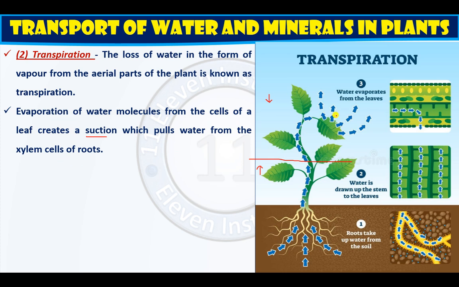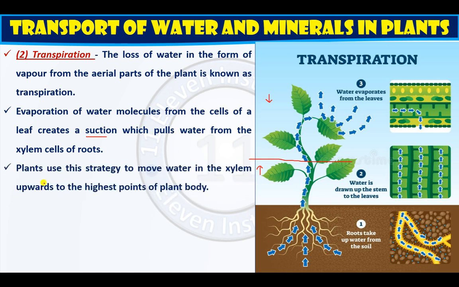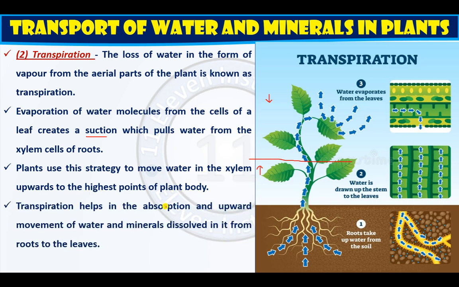Right? Here you reduce the water. It will create a suction which will pull water from the xylem cells of the roots. Plants use this strategy to move water in xylem upwards to the highest points of the plant body. Transpiration helps in absorption and upward movement of water and minerals dissolved in it from roots to leaves.